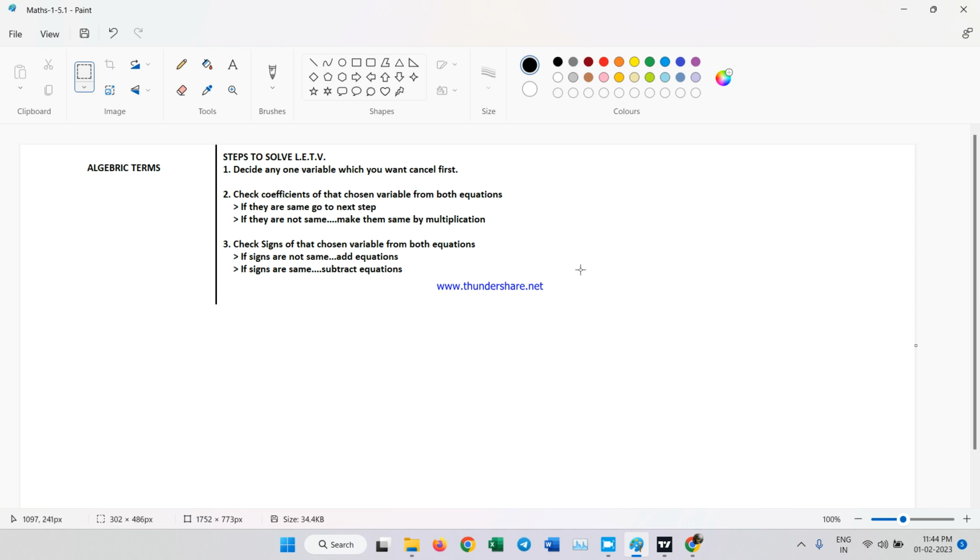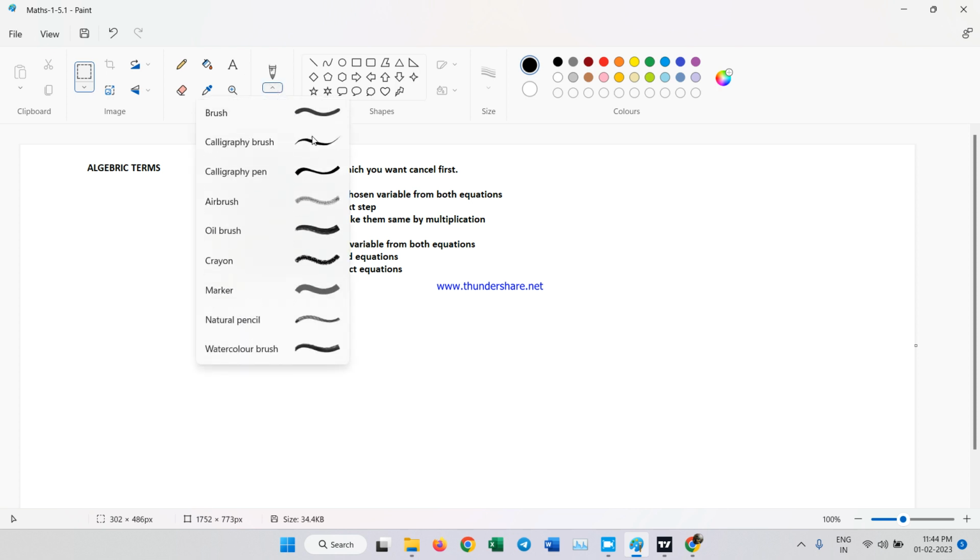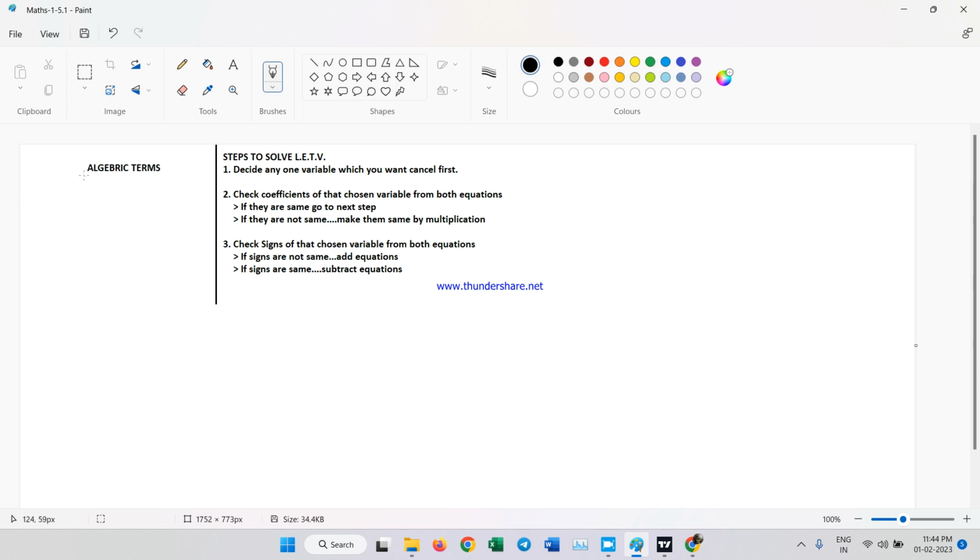Alright, welcome dear students of 9th standard. We are going to talk about Maths 1, chapter number 5, linear equation in two variables. So before moving to the chapter, we are going to talk about the basic thing which is required to move ahead in the chapter, and that is nothing but the concept of different types of algebraic terms.